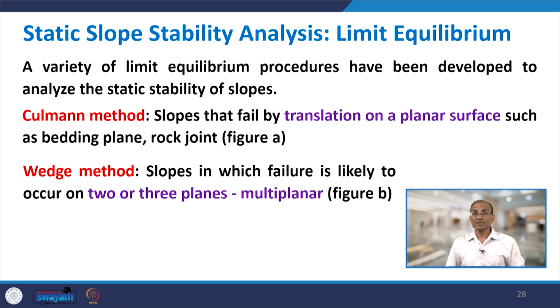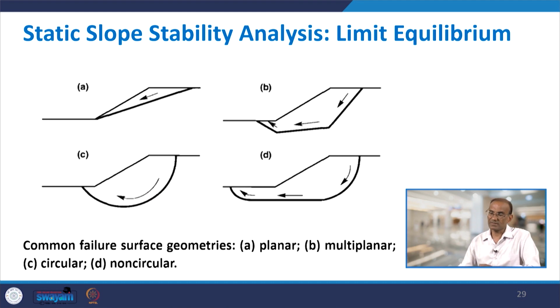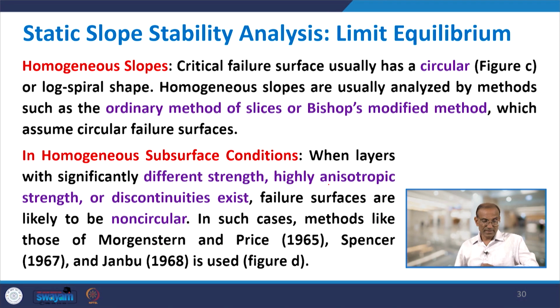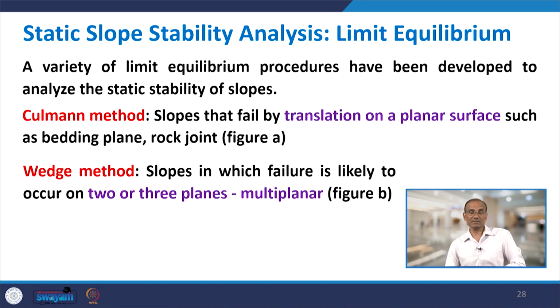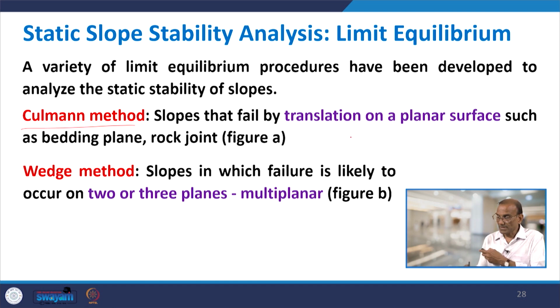Now, in static slope stability analysis by limit equilibrium, a variety of limit equilibrium procedures have been developed to analyze the static stability of slopes, and these depend on the types of planes used. Common failure surface geometries are discussed here: first planar, then multiplanar, circular and non-circular. In the case of planar, the Culmann method is based on slopes that fail by translation on a planar surface, such as bedding planes, rock joints etc.